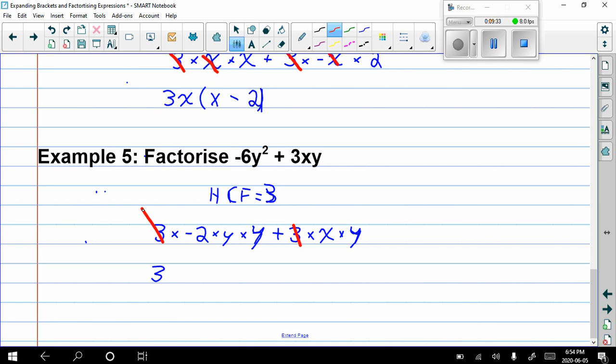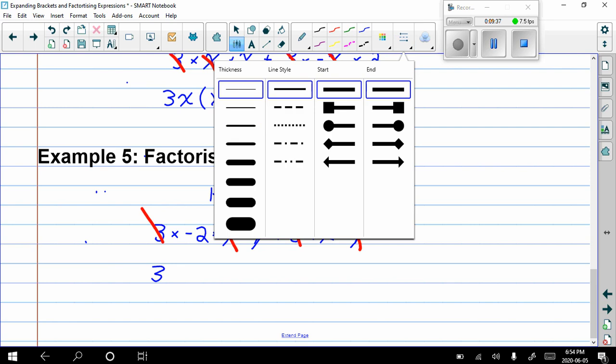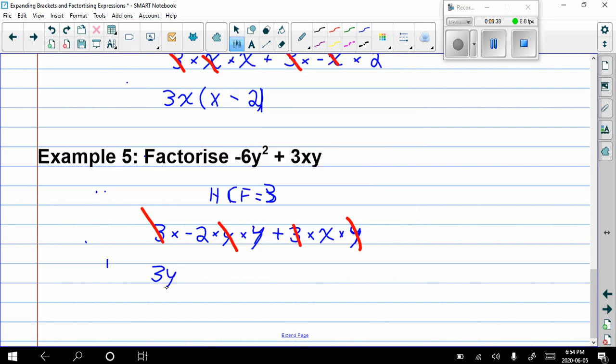Well, we have a y in each, so we'll cross out a y in each and then write it beside the 3. What are we left with? Well, we're left with negative 2y. And then in the second term, we're left with just x. So there you go. That is all factorized.